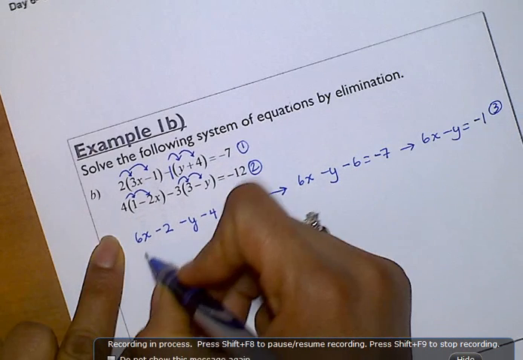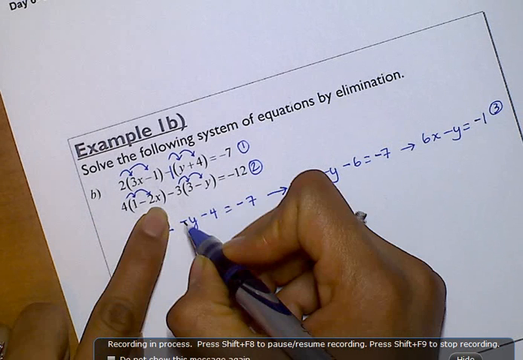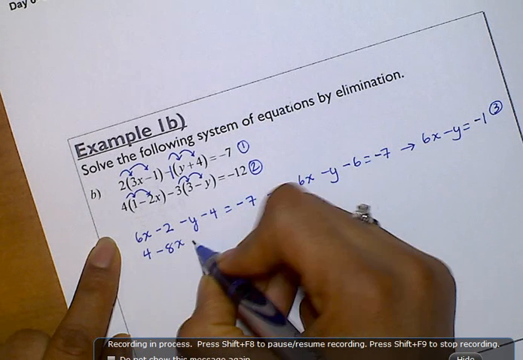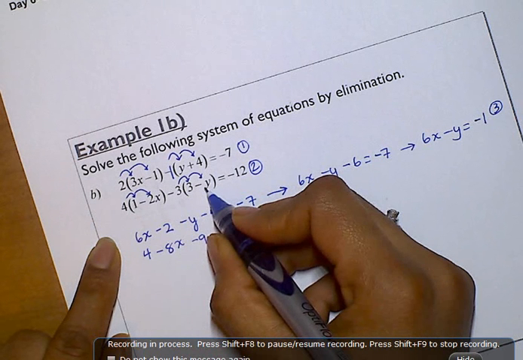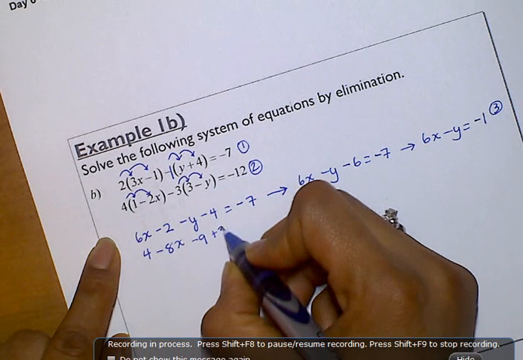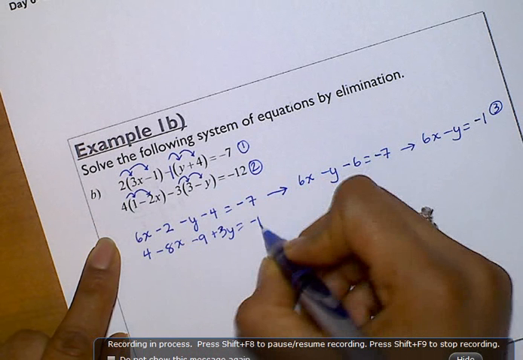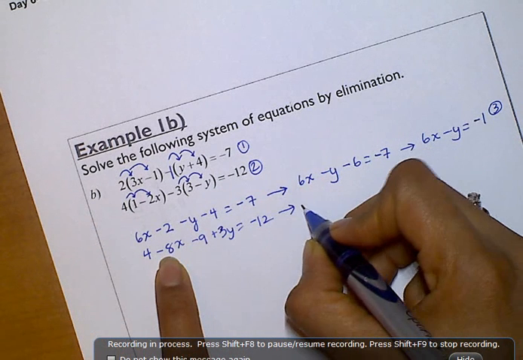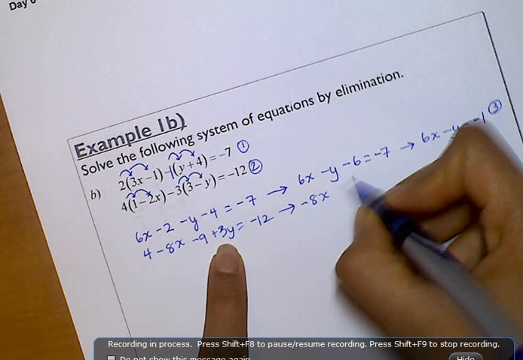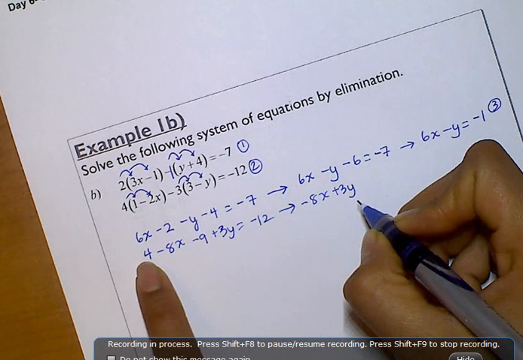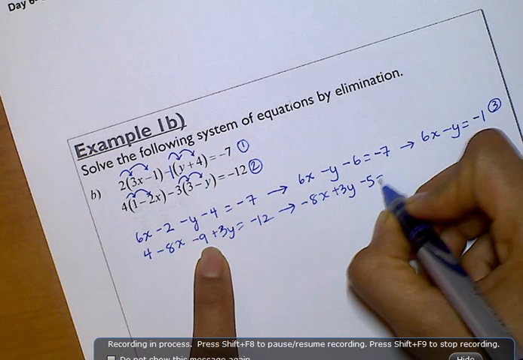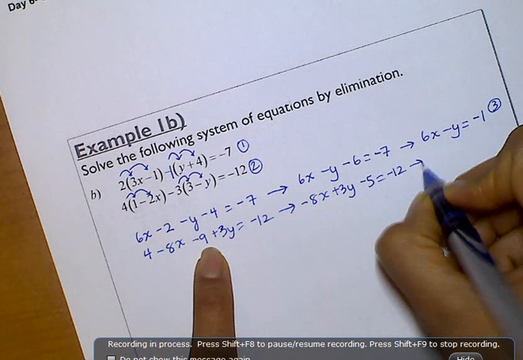So simplifying that, I'm going to put the x's first, so negative 8x, and then have a positive 3y. 4 minus 9 is a negative 5 equals negative 12. Simplifying that a little further, plus 3y equals, so when I move the negative 5 to the other side, it becomes a positive 5. So negative 12 plus 5 is a negative 7. And that's equation number 4.